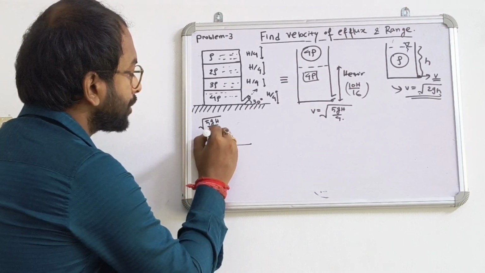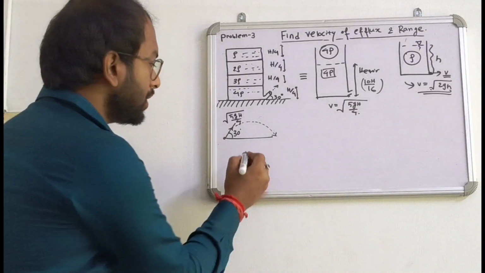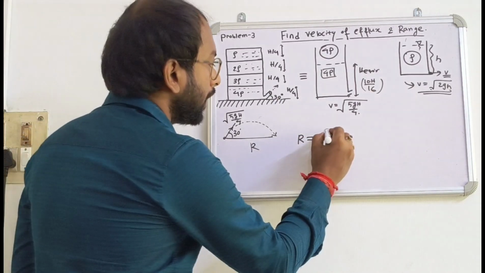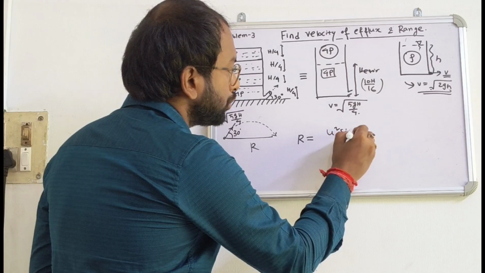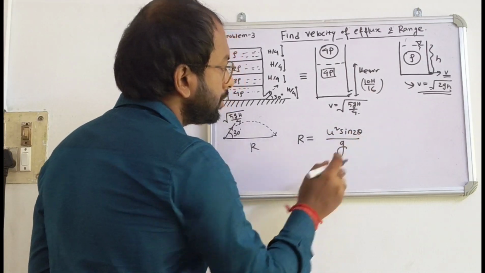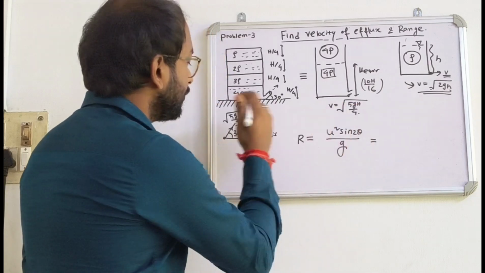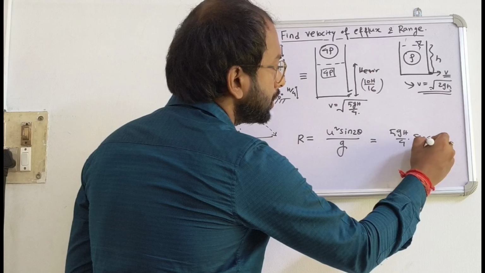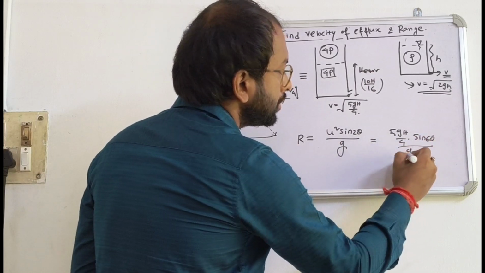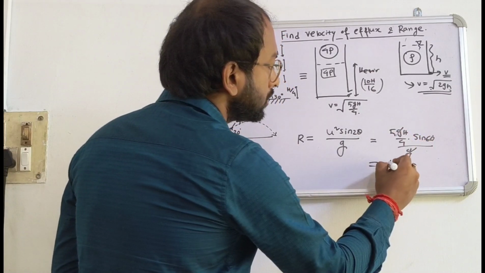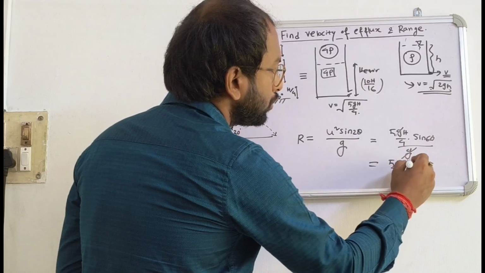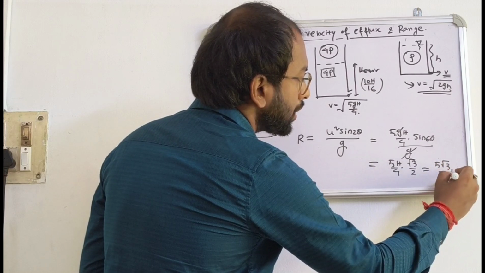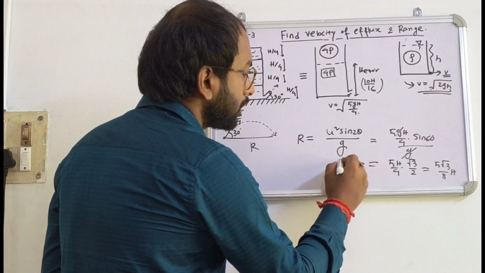Each fluid particle will travel in projectile motion. Then what will be the range? R will be equal to, you know the formula of projectile motion, u square sine 2 theta by g. So we'll just put the values. u square is 5gh by 4, sine 2 theta is sine 60, by g. So g, g will cancel, 5h by 4 into root 3 by 2, that becomes 5 root 3 by 8 h. That is going to be our range of the efflux.